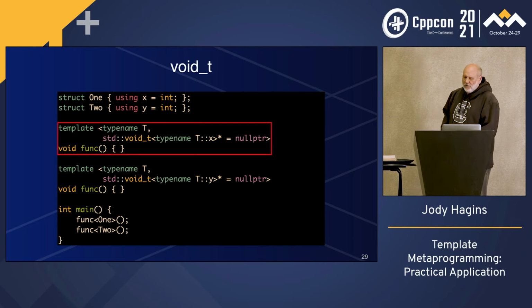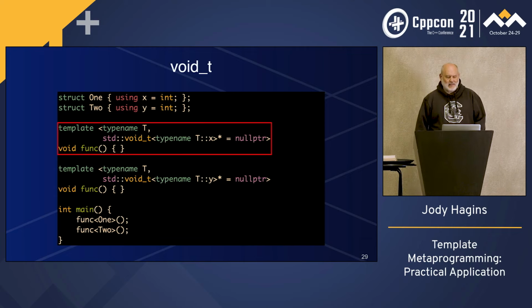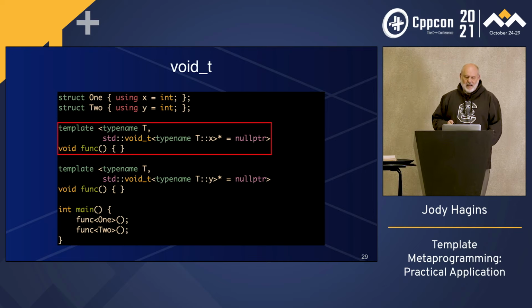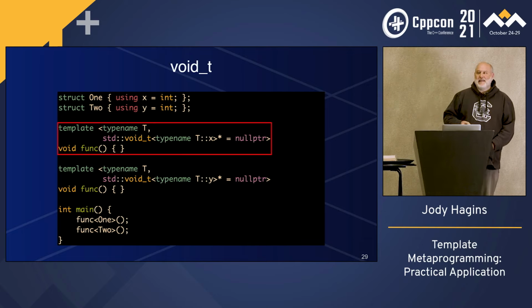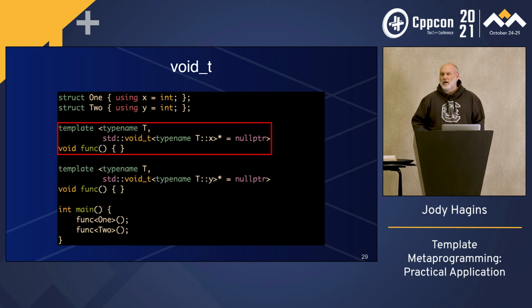So the function overload will be enabled if t has a type alias x, right? Does that make sense? So this first function overload basically says that if the t you give me when you call func, if that t has a type alias named x, then it's going to match, and this function will get called.